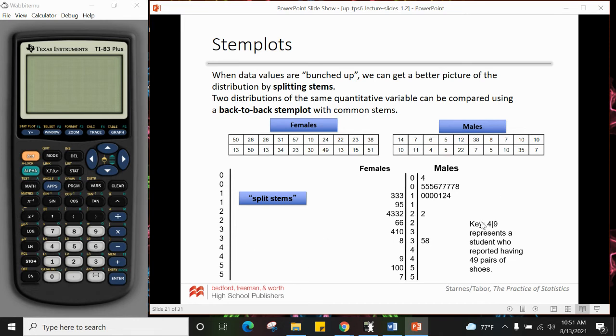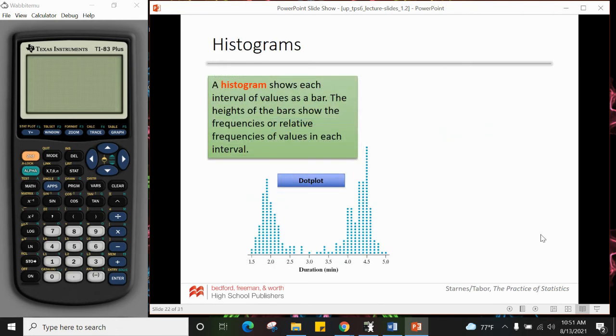But I do think that it helps compare the two sets of data pretty easily because they are right next to each other. So the next thing is a histogram, and a histogram shows each interval of values as a bar. The height of the bar shows the frequencies or relative frequencies for each value in each interval.